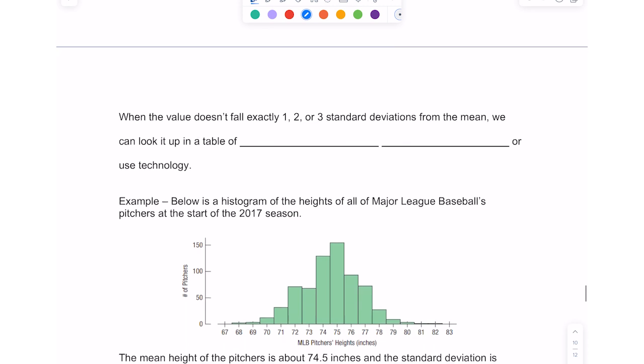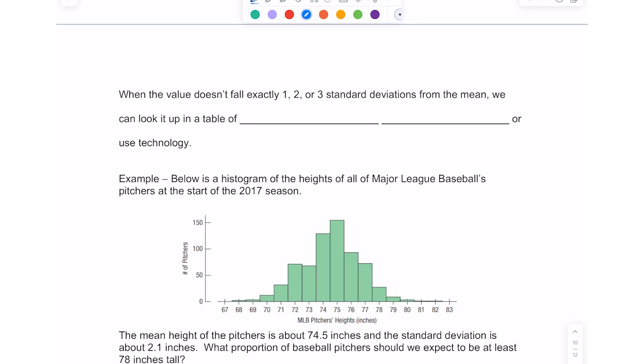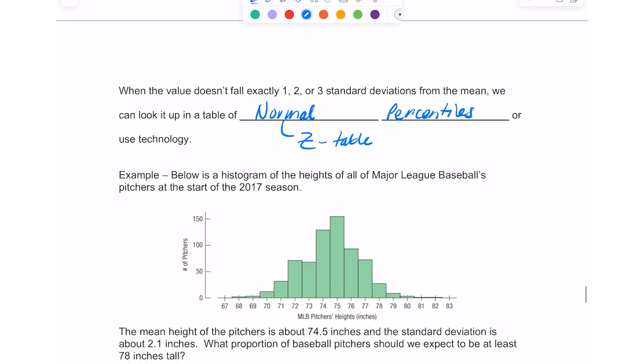Okay. When the value doesn't fall exactly 1, 2, or 3 standard deviations from the mean, we can look it up in a table, and it's called a table of normal percentiles. It's also known as a z-table, and I provided you the z-table in the Canvas modules. We can also use technology, which is much easier. So I'll show you both ways.